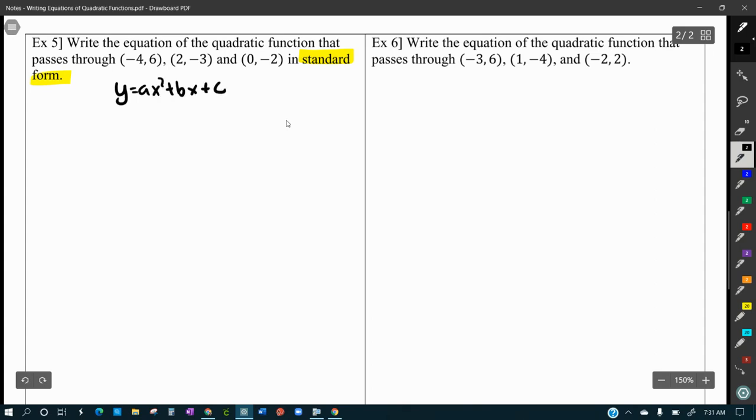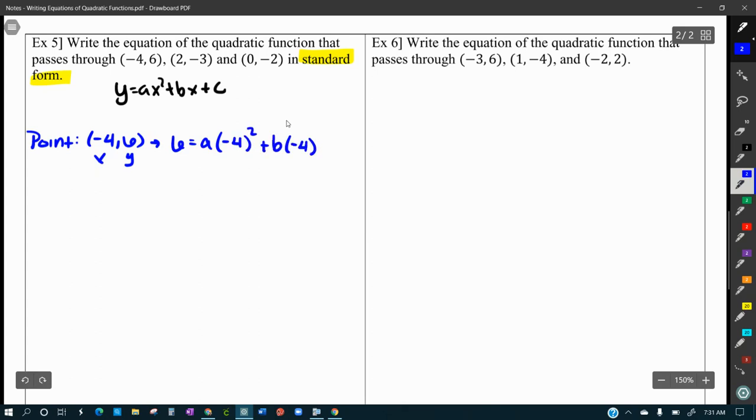So the way we do this is we're going to use these coordinates inside of this formula as x and y, and we're going to use a system of equations to find the values of a, b, and c. So for the first point, we're going to plug in negative 4, 6 into x and y. So what we end up with is 6 equals a times the x, which is negative 4 squared, plus b times the x again of negative 4 plus c.